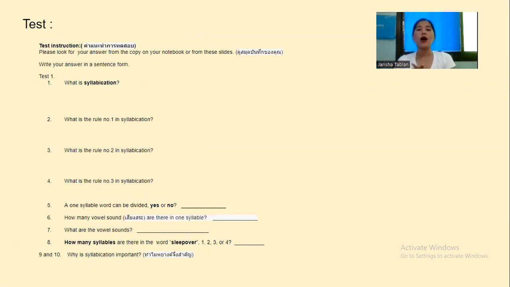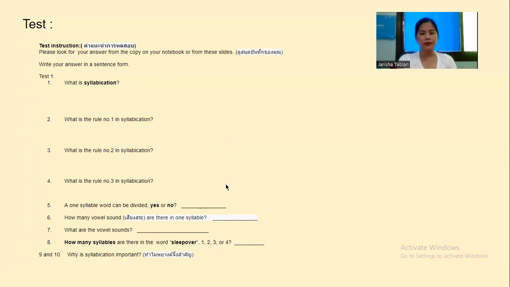Okay. Now, on your notebook, everybody, you are going to answer these questions. The answers can be found here in my slide or on your notebook because you have written this before, last week. So you're going to look at your notebook or look at my slides again.